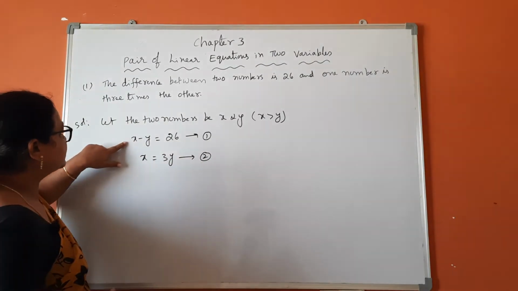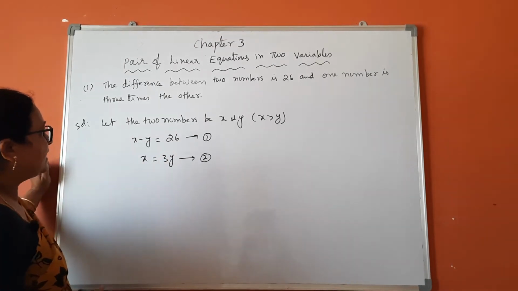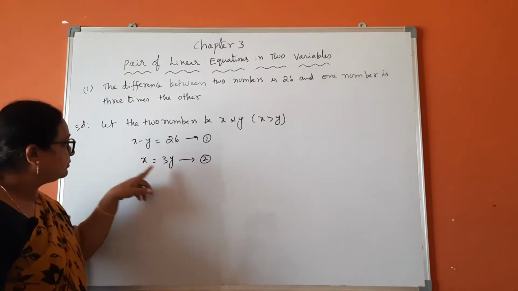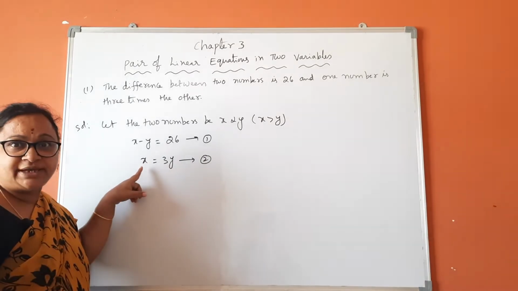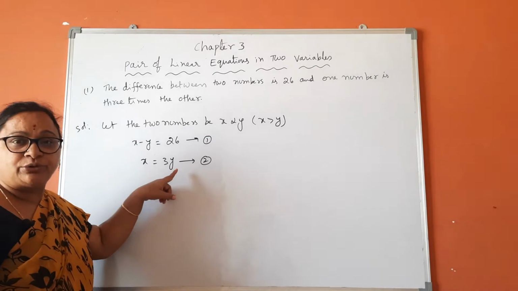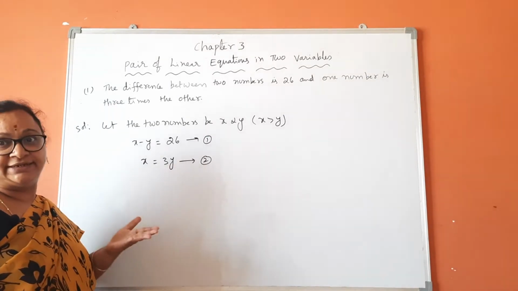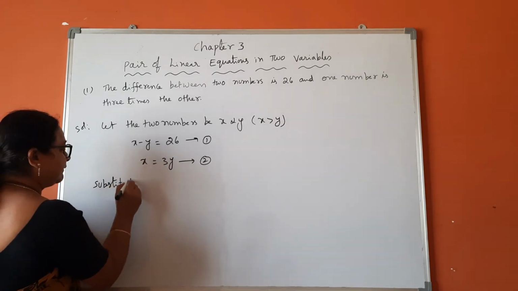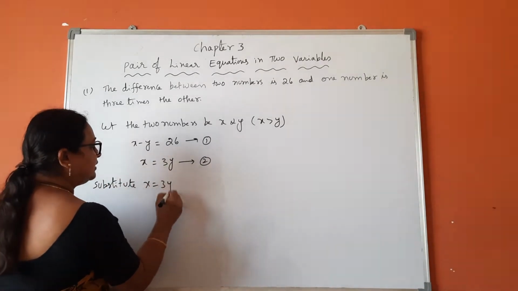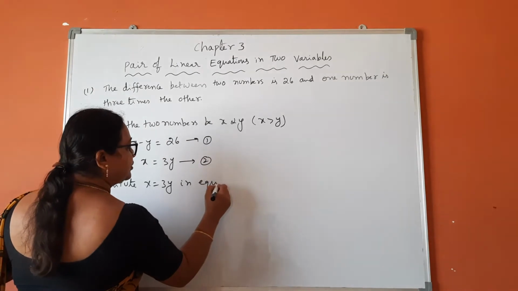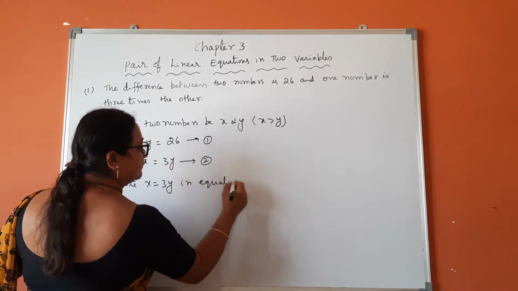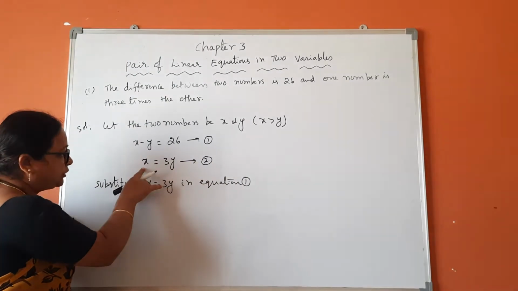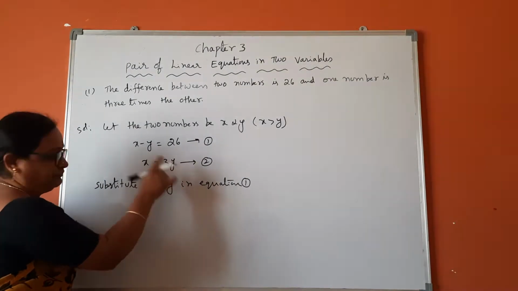Now the first one is x minus y is equal to 26 and the second one is x is equal to 3y. Here we have the x value in terms of y. So we use the substitution method here. So substitute x is equal to 3y in equation 1 because in equation 2 the x value is in terms of y.